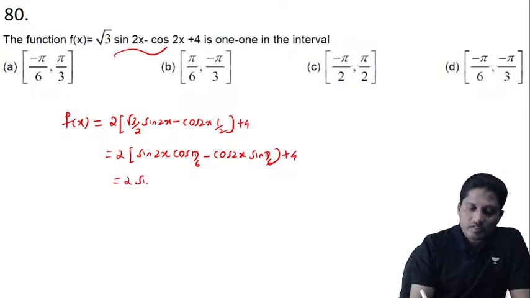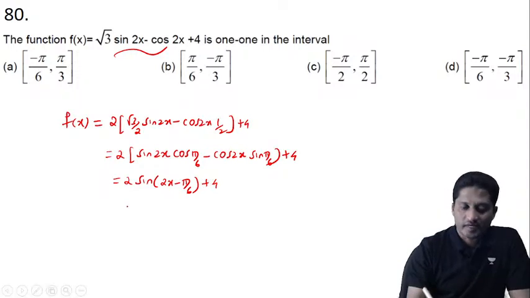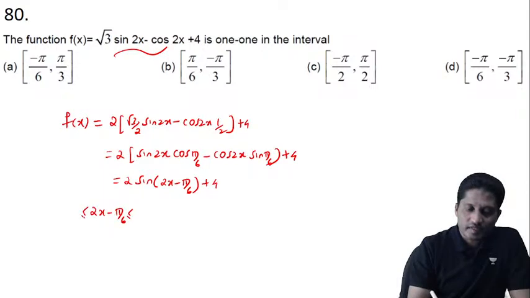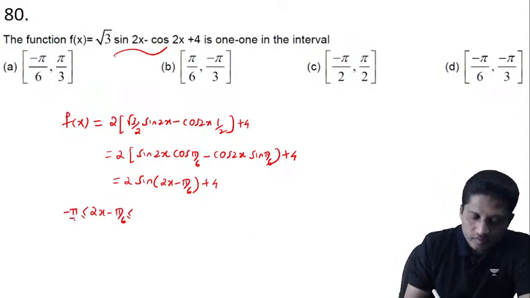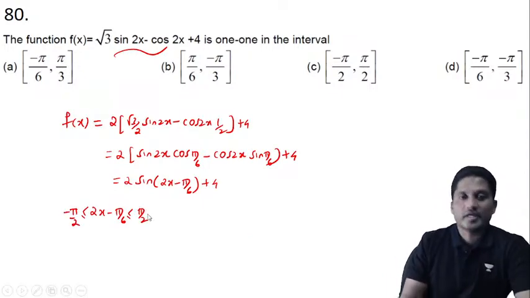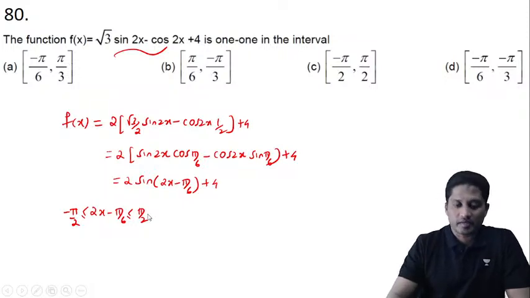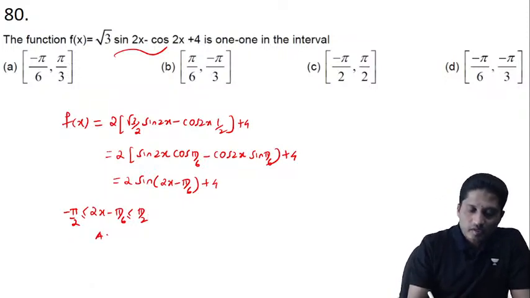Sin a cos b minus cos a sin b is sine of a minus b, plus 4. Right, sin x is defined when x lies between minus 1 and plus 1, right? So this should lie between minus pi by 2 and plus pi by 2. Sin x lies between minus 1 and plus 1 means the angle should obviously lie between minus pi by 2 and plus pi by 2.